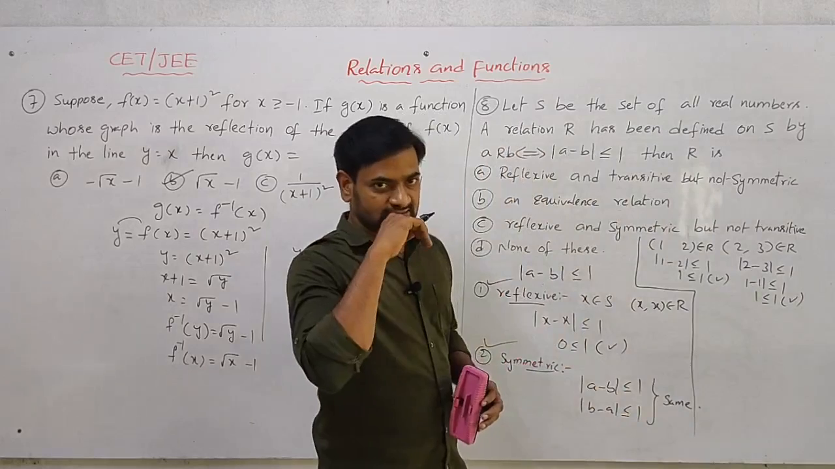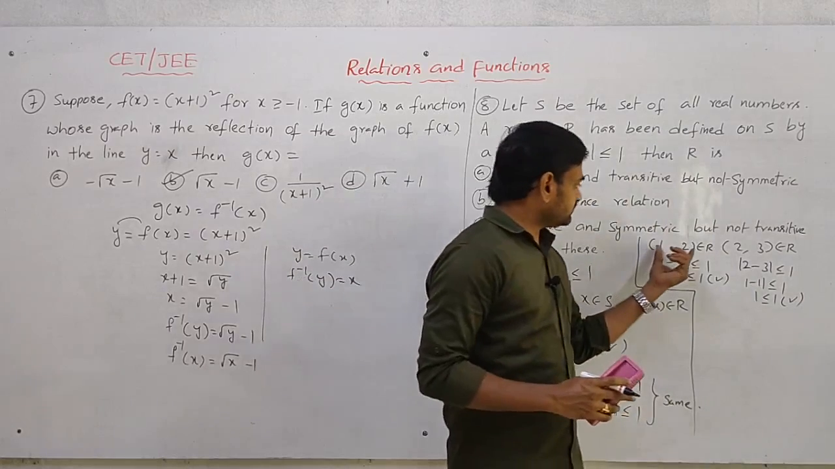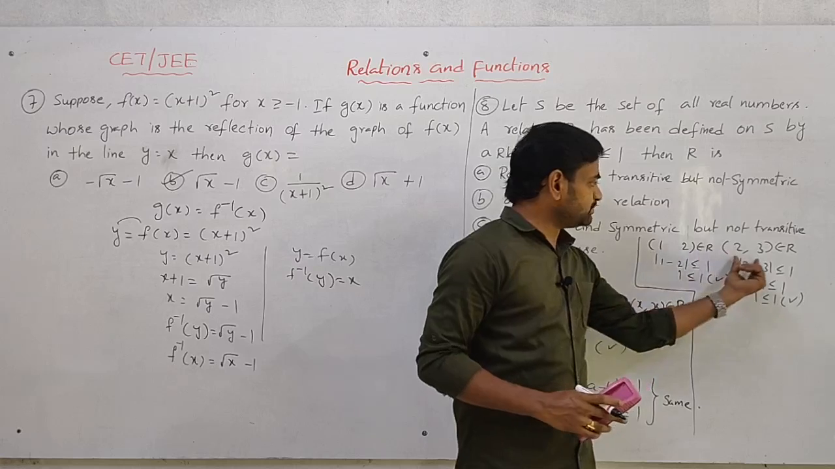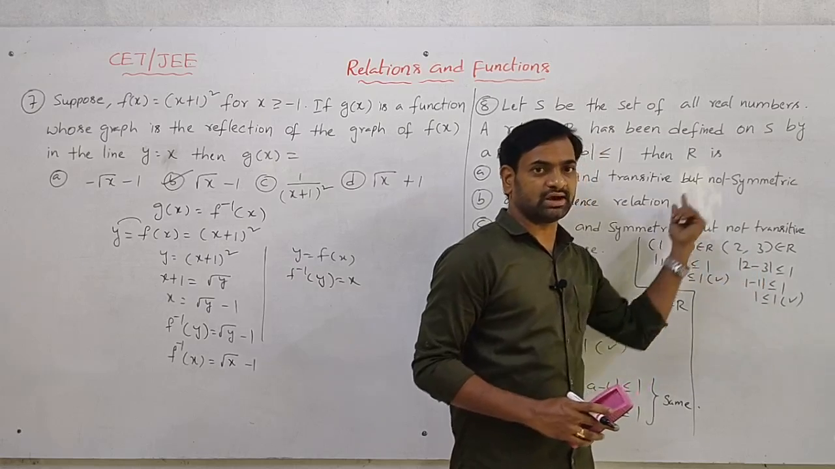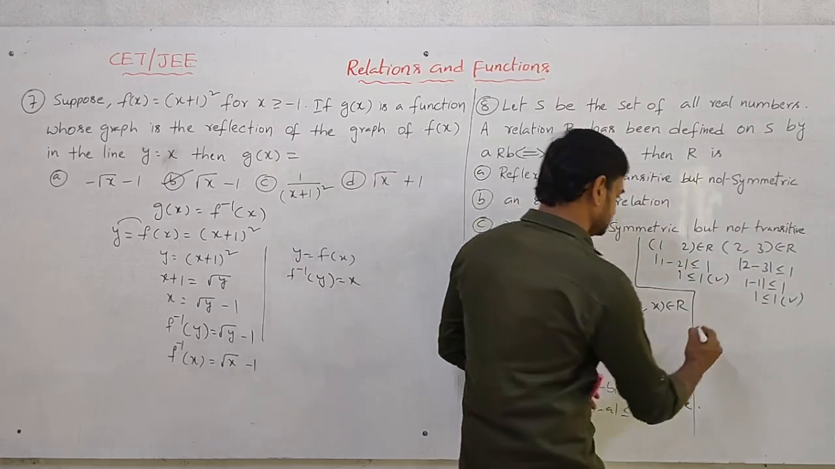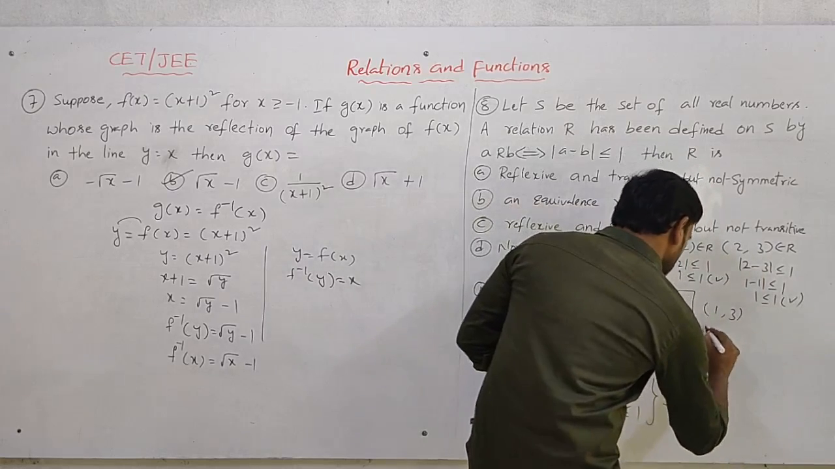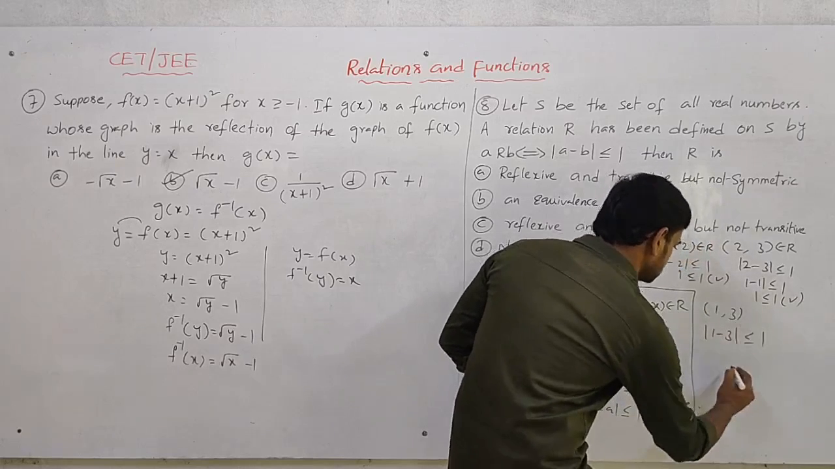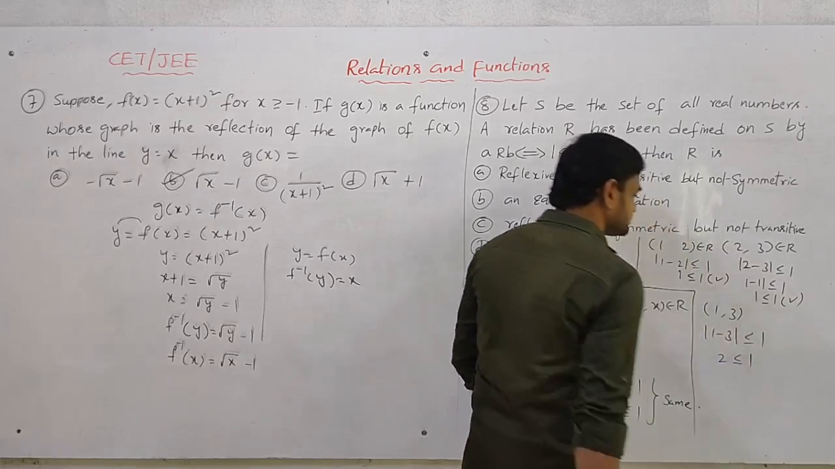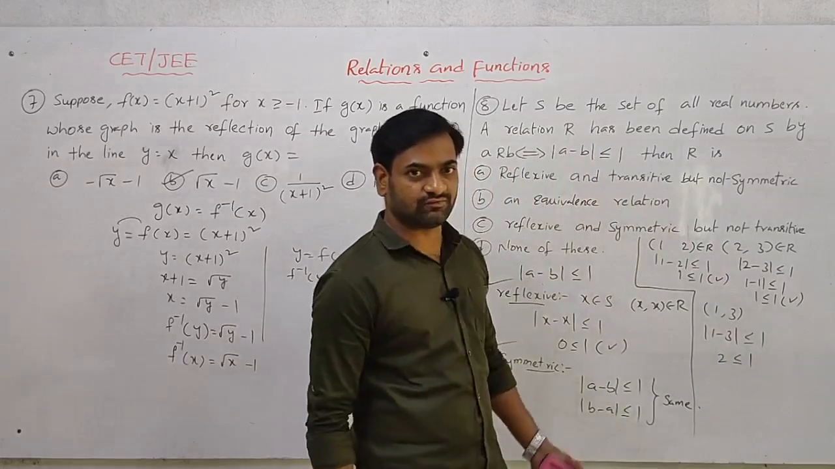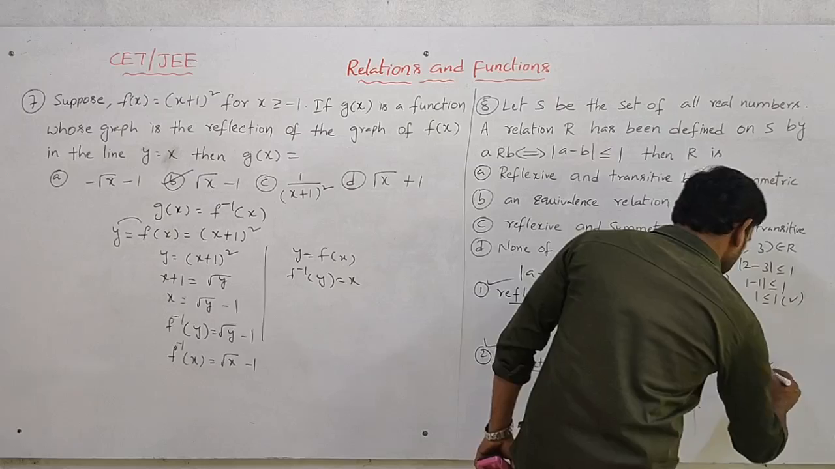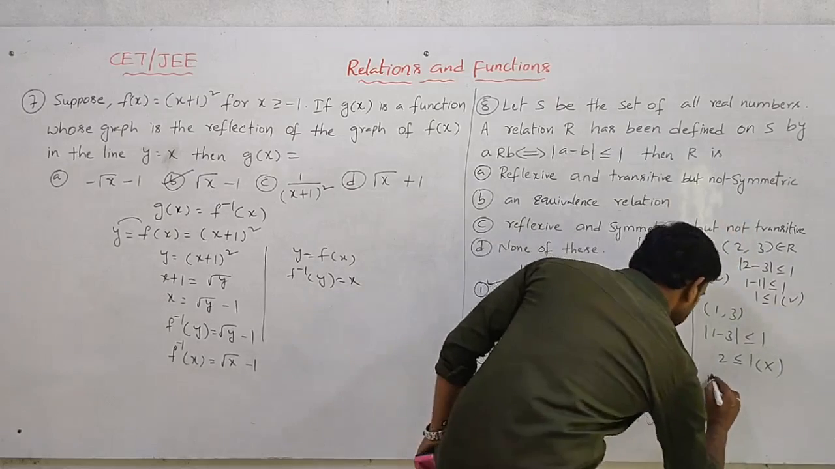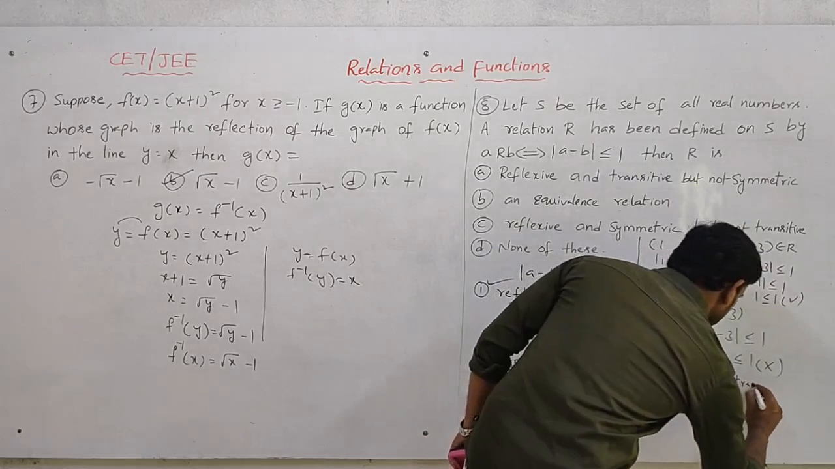Now, I have to check. This is (a, b), this is (b, c). Now, I have to check (a, c), that is (1, 3). So, mod of 1 minus 3 less than or equal to 1. Mod of 1 minus 3 is 2. Is 2 less than or equal to 1? Is it true or false? False. When it is false, it is not transitive.